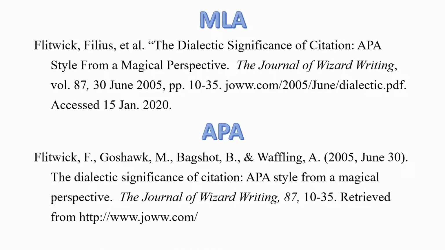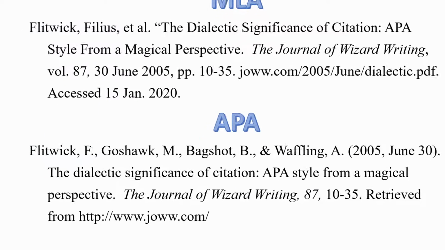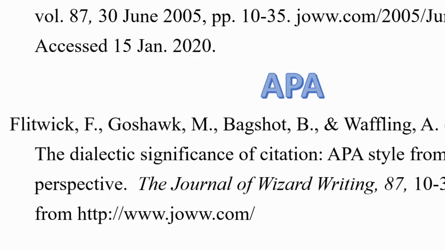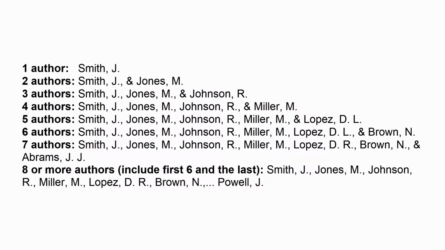Now let's talk about citing sources in APA style. Here is a citation for a source in MLA style and the same source cited in APA style. Here are some of the differences. In APA style, you do not write out the author's first name. Instead, you write the author's last name, put a comma, and then the initials for their first and middle if present name. With multiple authors, list each author's name like this, separated by a comma up through 7 authors.